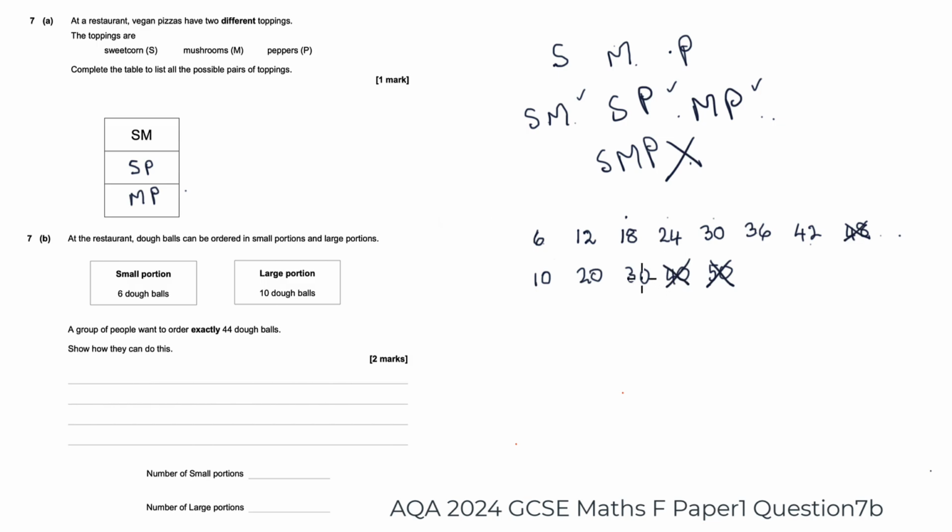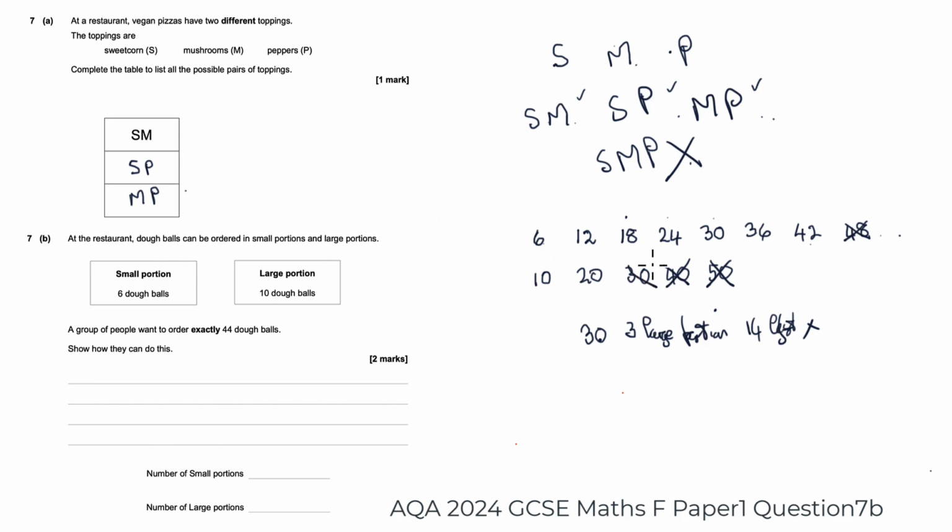Let's have a look at 30. Suppose we had 3 large portions. And what does that leave? Well, to get up to 44, that would leave us with 14. Let's look at the small portions. You still can't make up 14 from small portions. 14 left. That's not going to work.